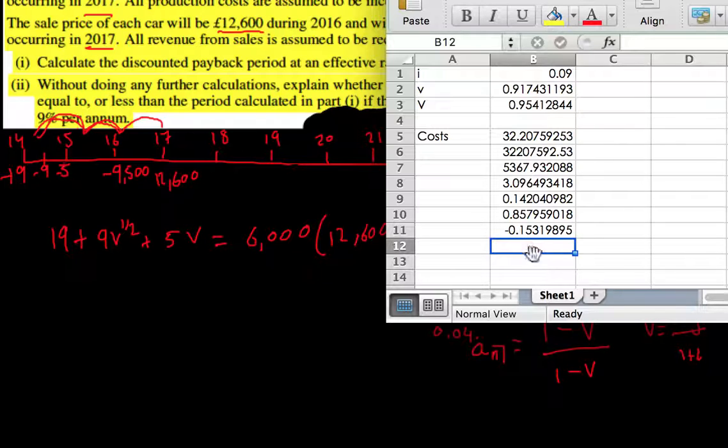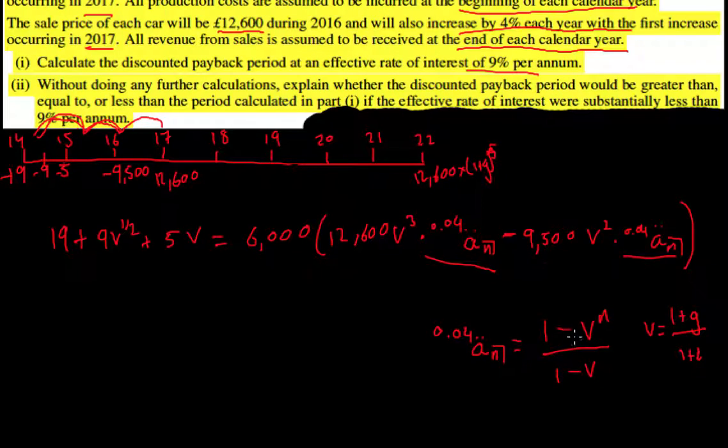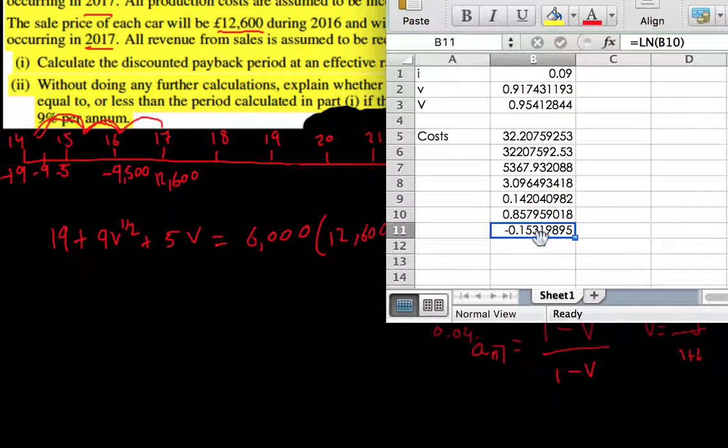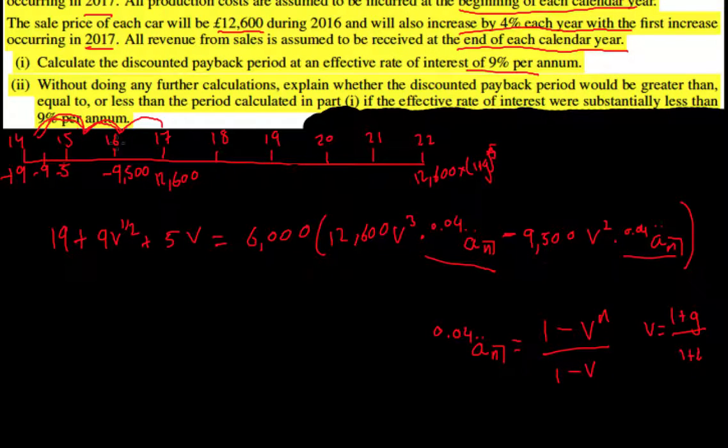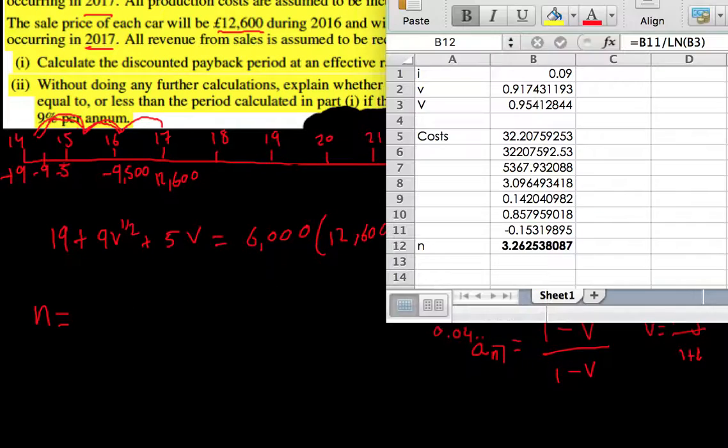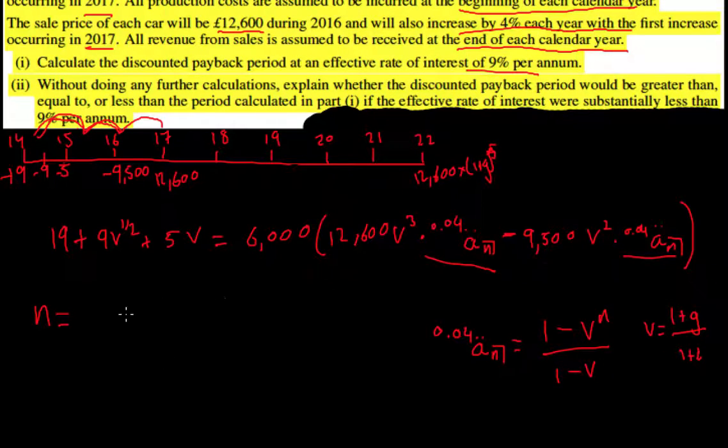And now all I have to do is, because I found the natural log to both sides, that's going to be n log v is equal to this bit over here. So if I divide that by the natural log of v, I should then find what n is equal to. And in actual fact, this is n that we've found. But this is n at the start of 2016. Okay? So if I say here, n is equal to, I can't remember what I found, it was 3.262.